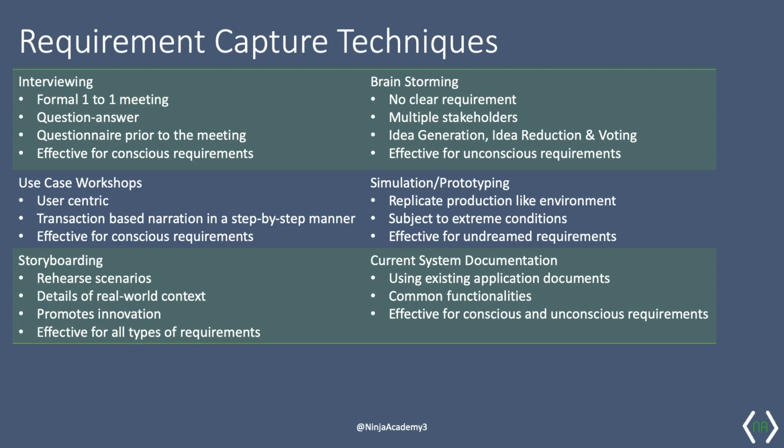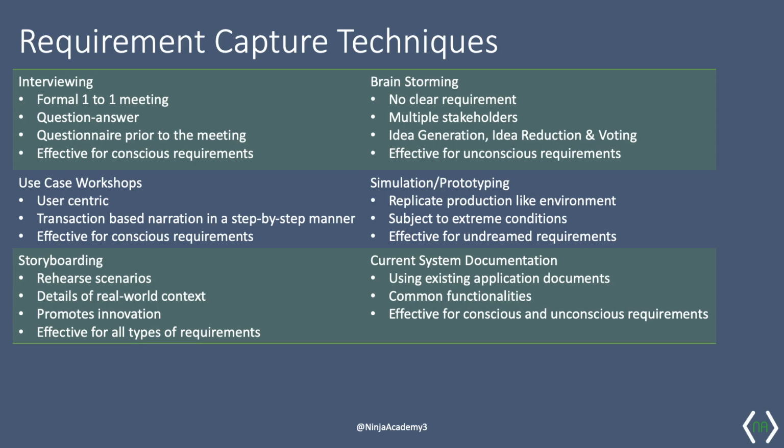Now the ground rules of brainstorming are: no criticism, innovation should take the priority, generate as many ideas as possible, and then eventually reduce to the idea that everyone agrees to, and vote for the idea. The one which gets the most votes is the idea that gets implemented. It is effective for unconscious requirements.